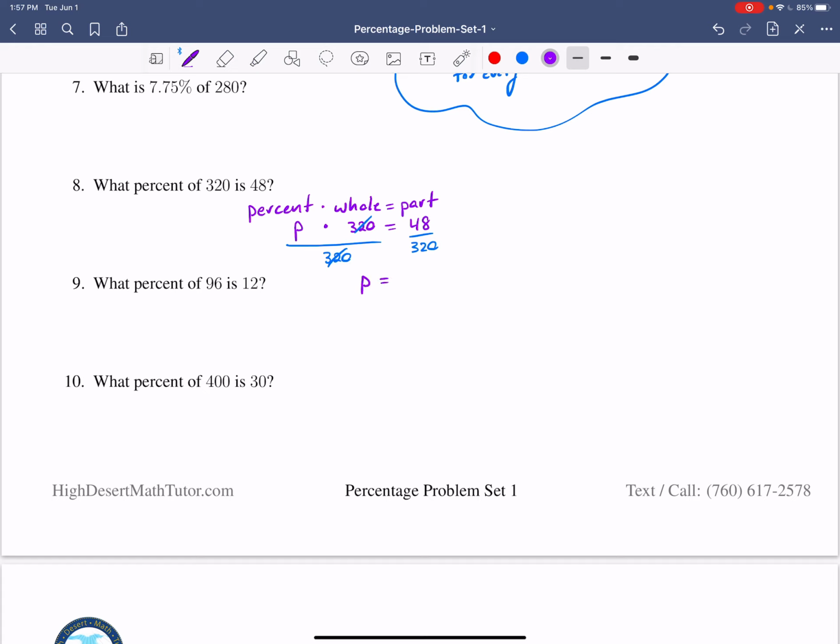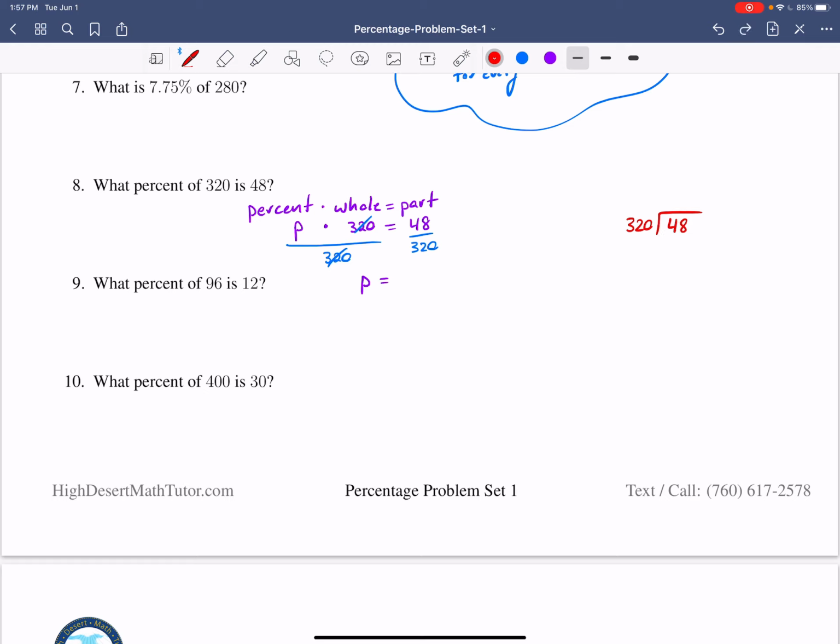Now we'll do a little calculation. Just a reminder, right here, we can read this 2 different ways. We can read it as 48 over 320, or we can read it as 48 divided by 320. That being said, we always put the number we're dividing inside the division bar, and the number we're dividing by outside the division bar.